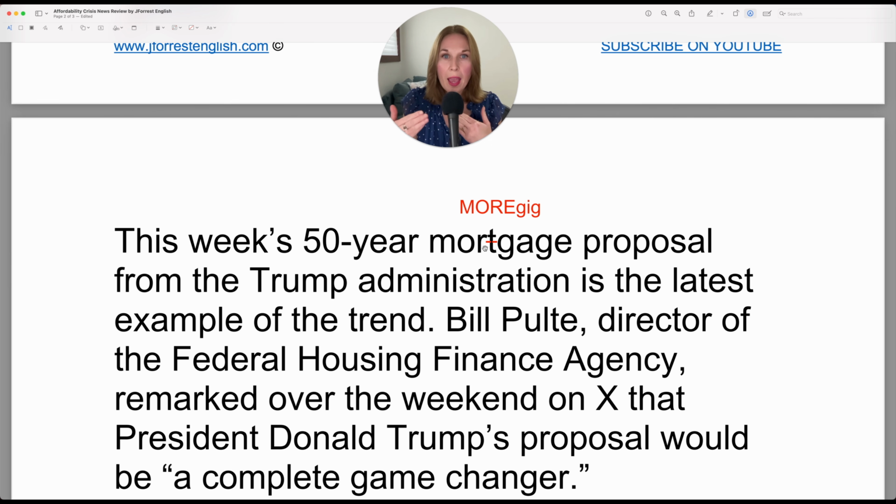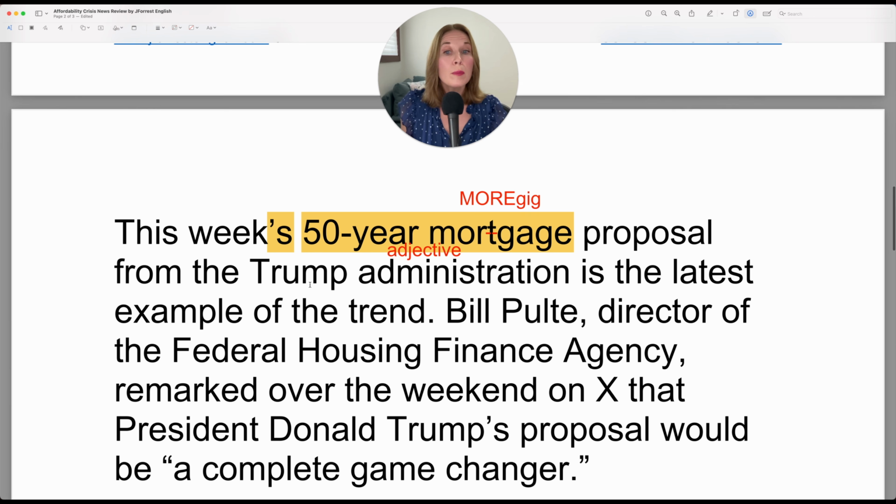So you have to pay off that mortgage for 50 years until you are debt free, which means you have zero debt. That's why you don't see an S on year, because it's an adjective and adjectives don't have plural forms. So all of this is an adjective. It describes the proposal. So this week's proposal, the proposal belongs to this week. This week's 50-year mortgage proposal from the Trump administration.